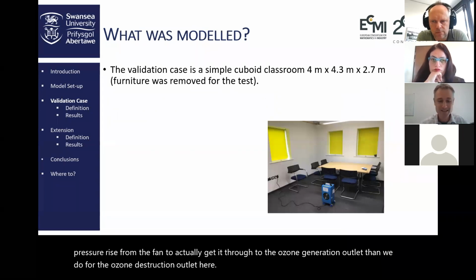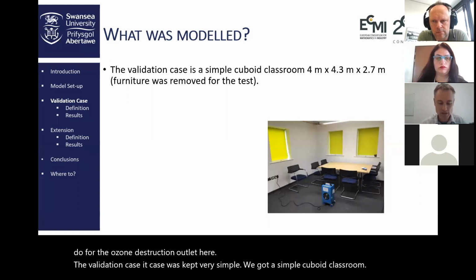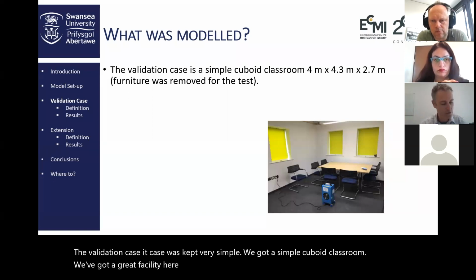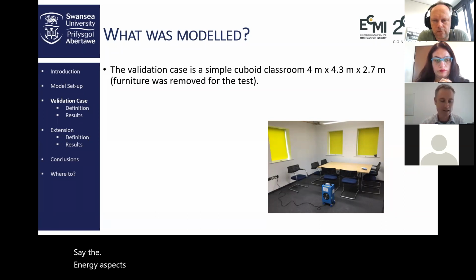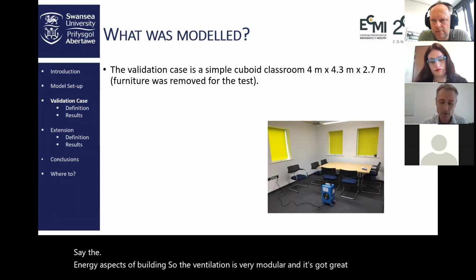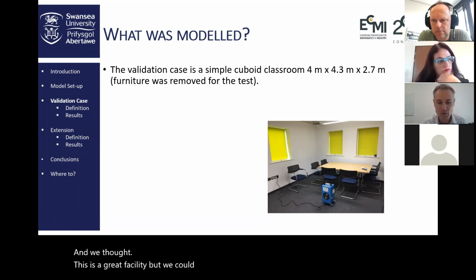The validation case was kept very simple. We've got a simple cuboid classroom. We've got a great facility here at Swansea University, which was originally built to try out the energy aspects of the building. So the ventilation is very modular and it's got great control. And we thought, well, this is a great facility, but we could also think of another use for it.